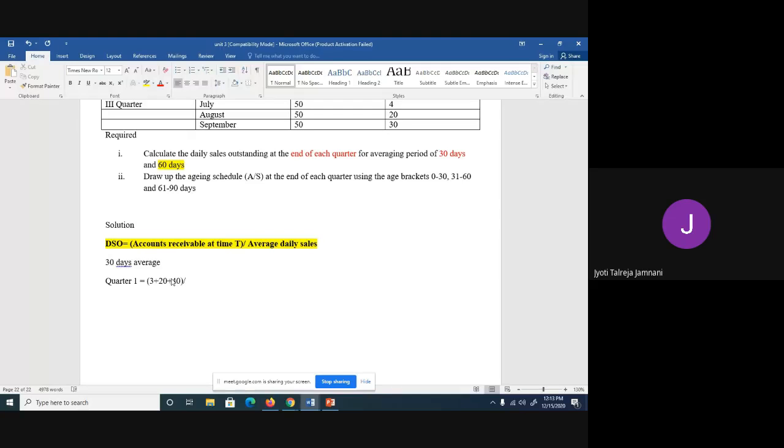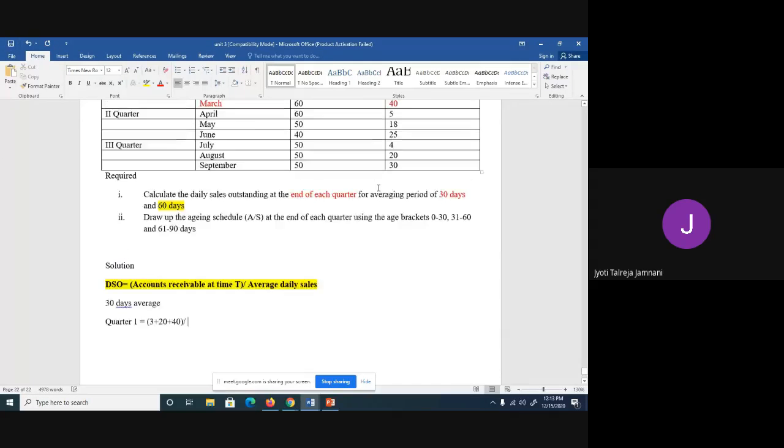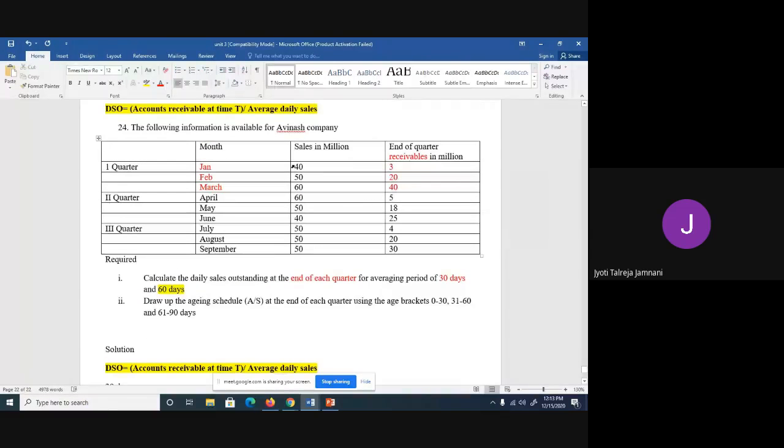divided by, remember they have told you they want 30 days average and we have to divide it by average daily sales. So we need to take only 30 days average. If I consider sales of all the 3 months, it will become 90 days. January 31, Feb 28, March 31. So on an average, it will become 90 days. I don't want 90 days average. Then pass me only 30 days average. So I cannot take all the 3 months. I have to take only 1 month sale.